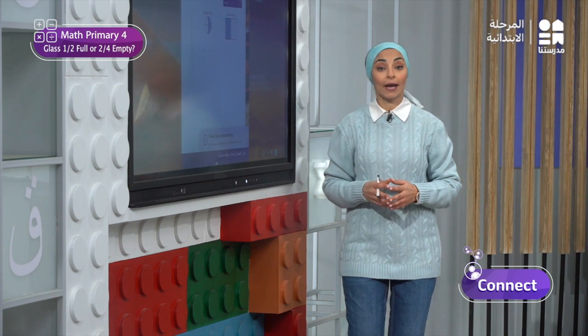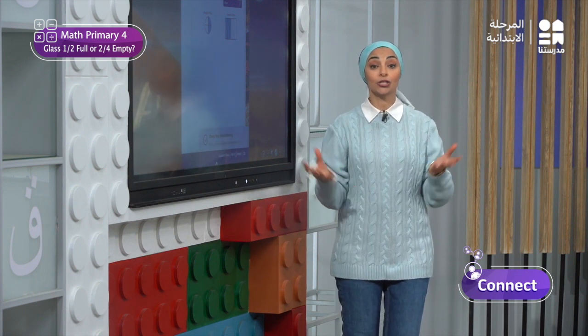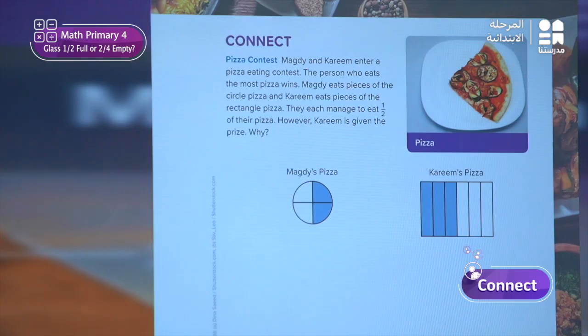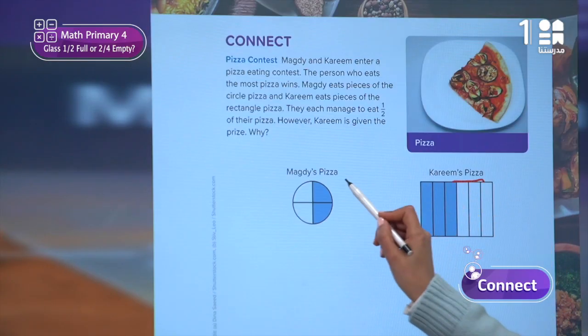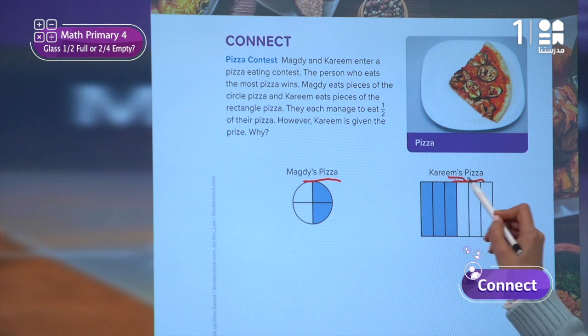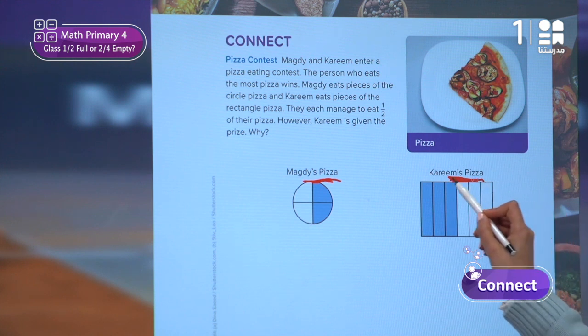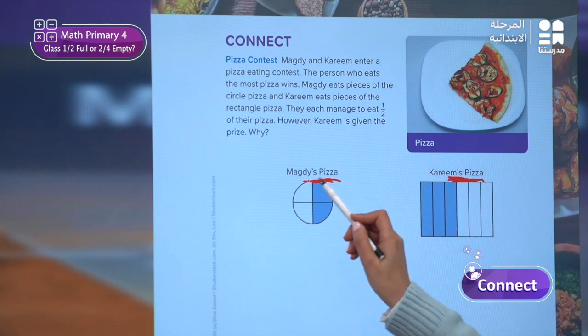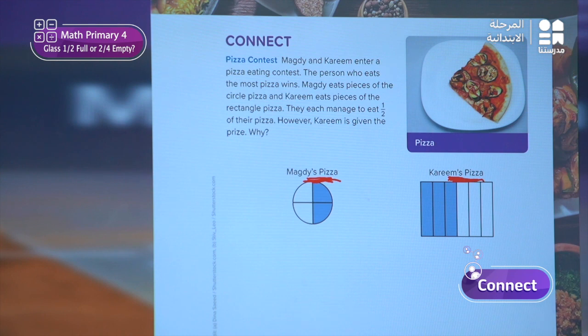Now if we look at the pizza model Karim ate, we'll find that it is larger than the pizza model Magdi ate. Here's Karim's pizza and here's Magdi's pizza. We'll find that Karim's pizza is greater than Magdi's pizza. This means that half the pizza Karim ate is greater than half the pizza Magdi ate.